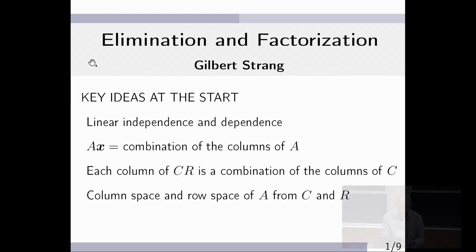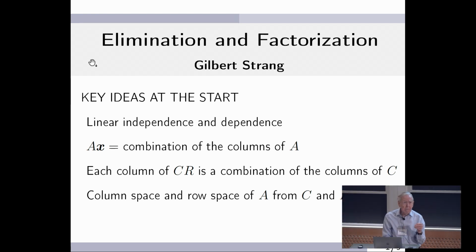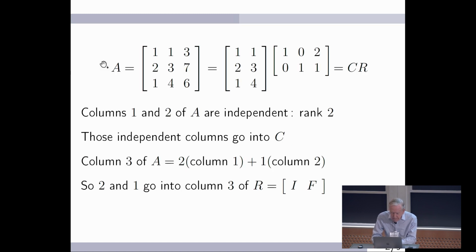Because I'm aiming at a factorization, A equals C times R, where C tells us about the column space of the matrix and R about the row space of the matrix. So that just in those first weeks, you're seeing spaces and a bigger picture than just dot products. Okay, let me see if I can do this. So here's an example. Everybody here will see immediately what C and R are.